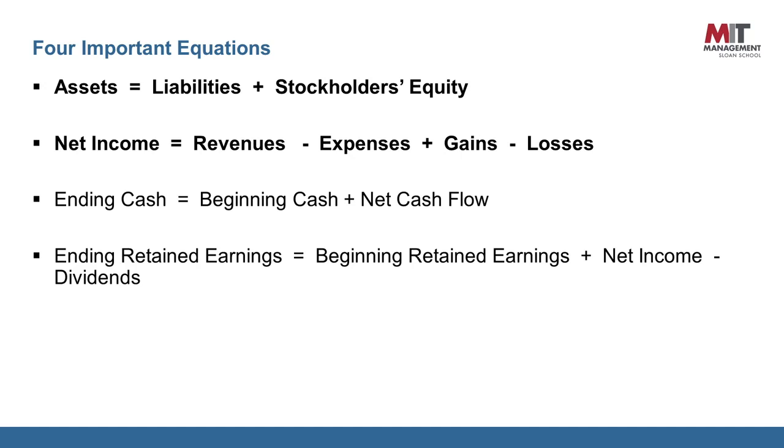Second, net income equals revenues minus expenses plus gains minus losses. Revenues are something the firm earned by selling the firm's product or services. Expenses are something the firm spent to generate revenues. Gains are financial inflows that are generated not through the firm's ordinary business. Losses, on the other hand, are outflows that are not generated through the firm's ordinary business.